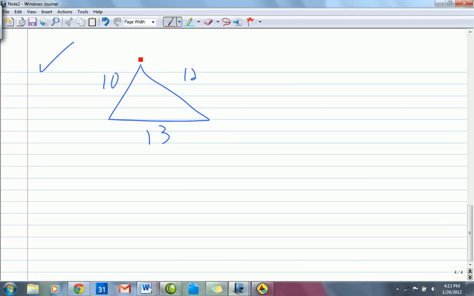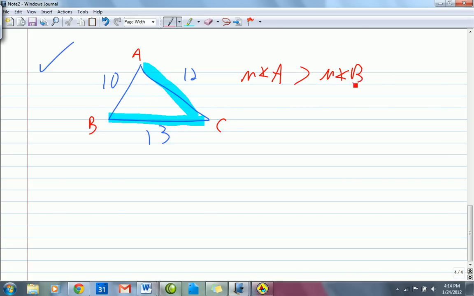And so let's name the angles. I'll call them A, B, and C. So based on the lengths of the sides, we can order the angles. So here's my largest side, which means that A is my largest angle. So the measure of angle A is the biggest angle, right? My second largest side is 12, so this angle across from that, which is B, is the second largest angle. And of course the smallest angle is the one across from the smallest side. Here's my smallest side. C therefore is the smallest angle.